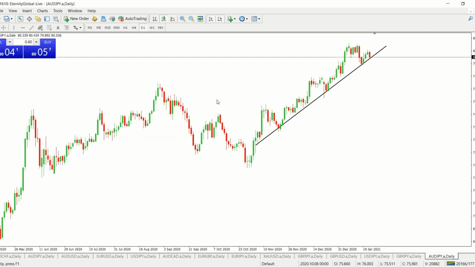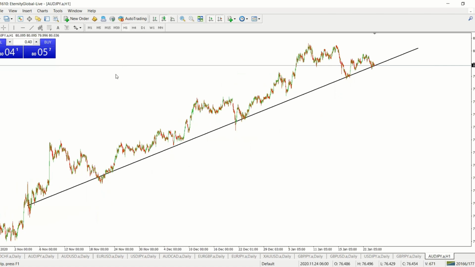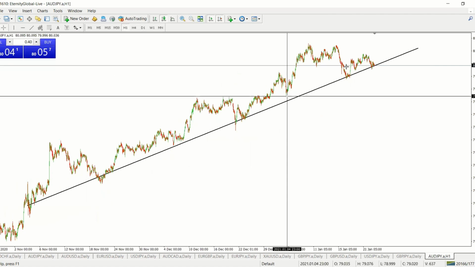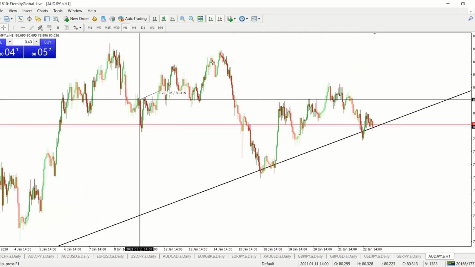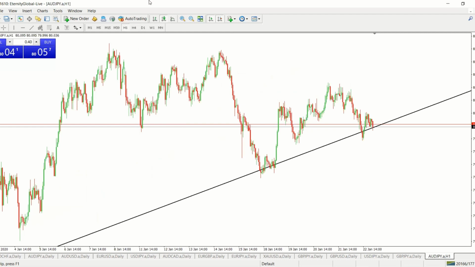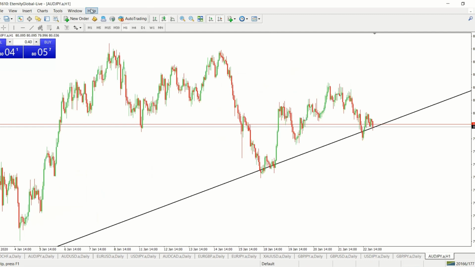For the first week after my analysis video, I held a trade on the Aussie dollar yen for a few days. I actually entered the market here and took out here. I made a nice 2%. I re-entered the market here, exited here, and made 1.5%.